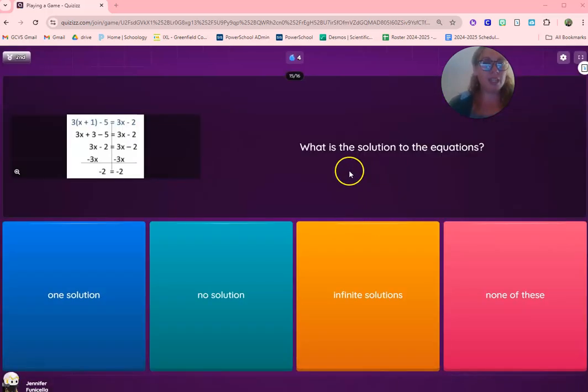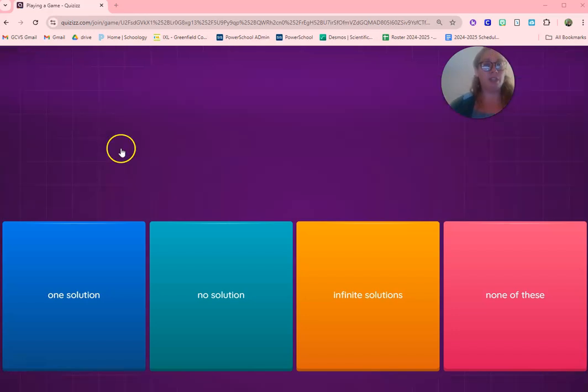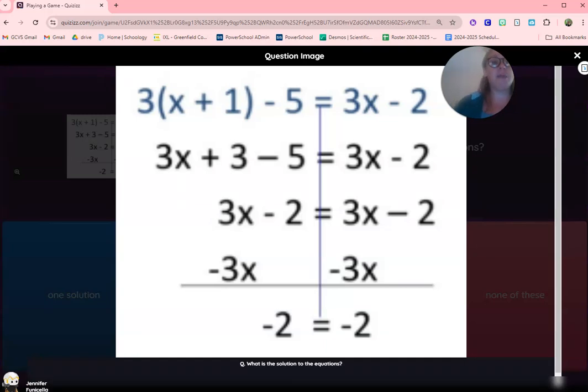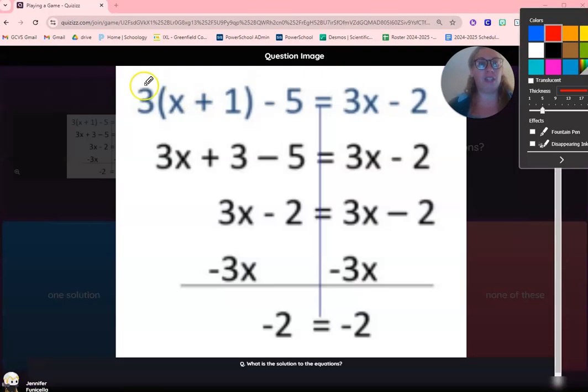2 more questions here. What is the solution to this equation? If we make this picture a bit bigger, it looks like they had 3 times (x plus 1) minus 5 equals 3x minus 2. So we can see that the first thing they did was distribute this 3 to get 3x plus 3 minus 5 equals 3x minus 2. They combined this positive 3 minus 5 to get a negative 2. So we have at this point 3x minus 2 equals 3x minus 2.